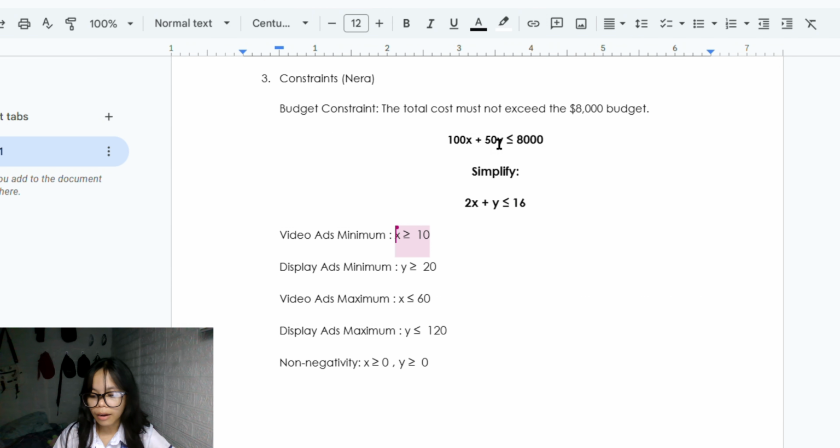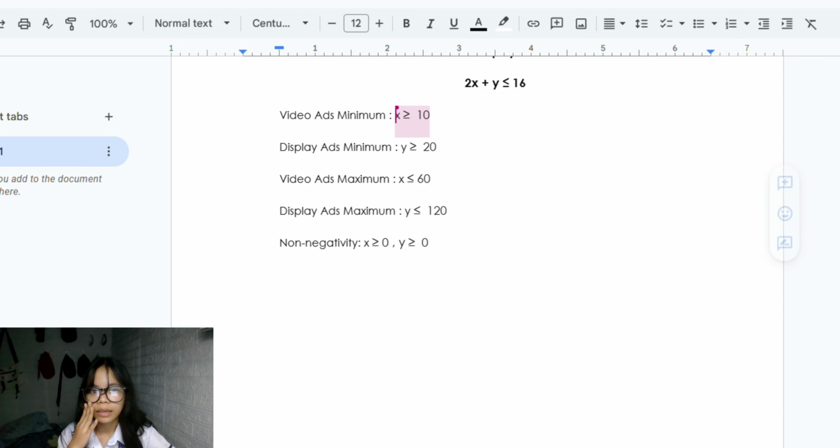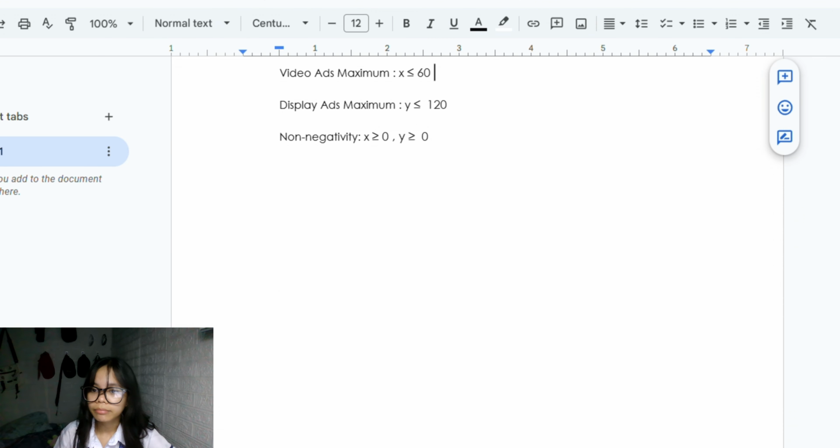So these constraints define the feasible region within which the digital marketing manager must operate to determine the optimal number of video and display ads to purchase, while staying within the budget and meeting the minimum and maximum purchase requirements. Later you'll see a graph that you can use to understand more visually how this works. So yeah, that's all. Thank you.